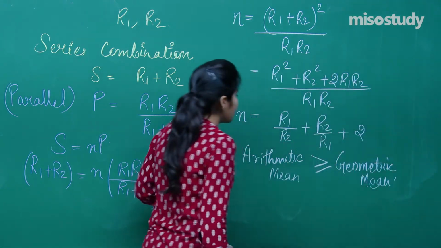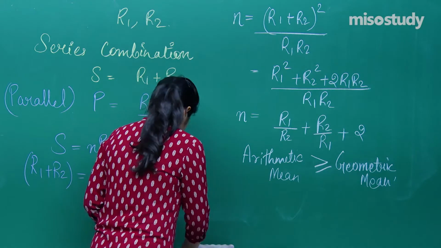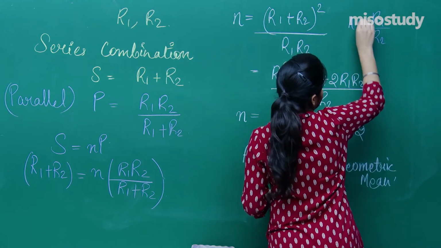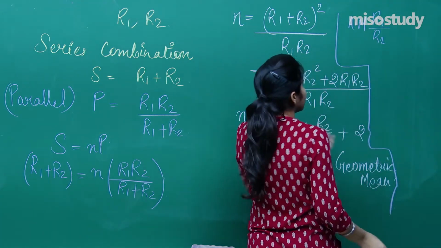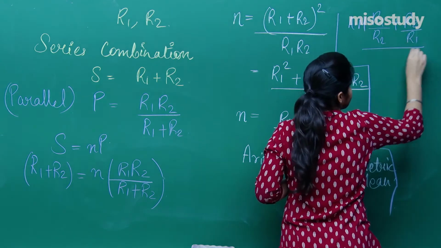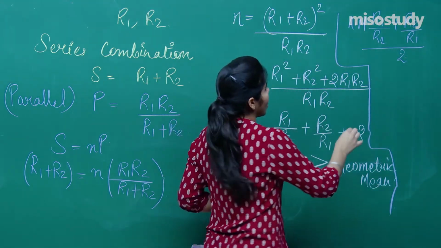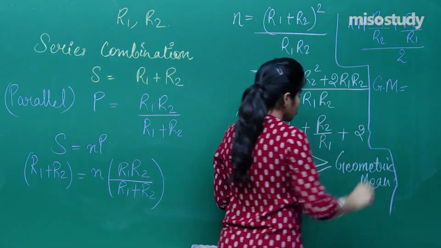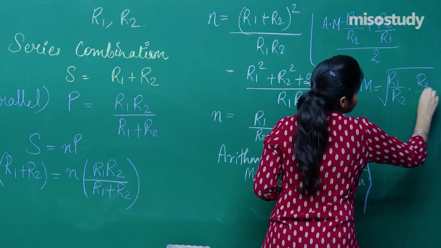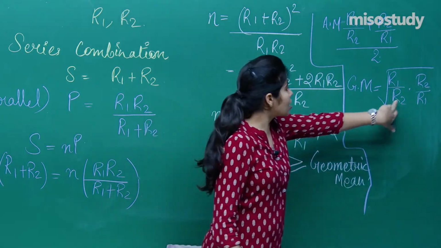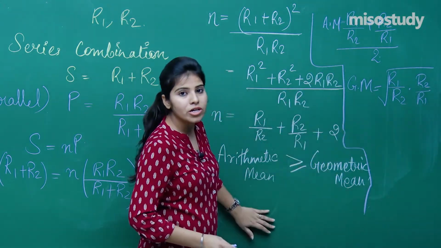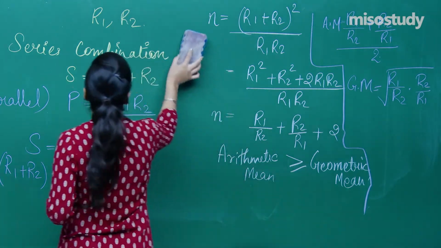Now what is arithmetic mean? In this equation, if I apply the arithmetic mean, this is AM I am writing about. AM equals R1 upon R2 plus R2 upon R1 divided by 2. This is the arithmetic mean. And if I talk about the geometric mean, it is the square root of R1 upon R2 into R2 upon R1, right? So this R2, R1, all has been cancelled.